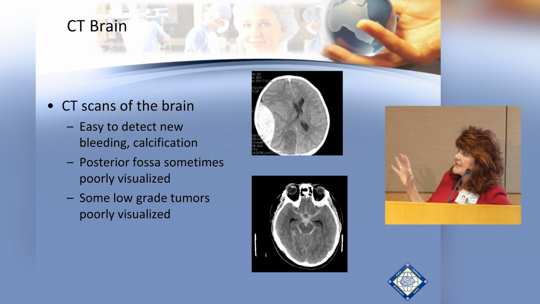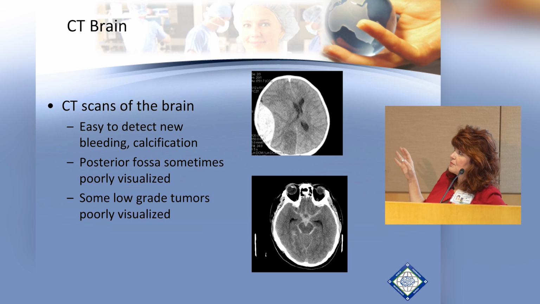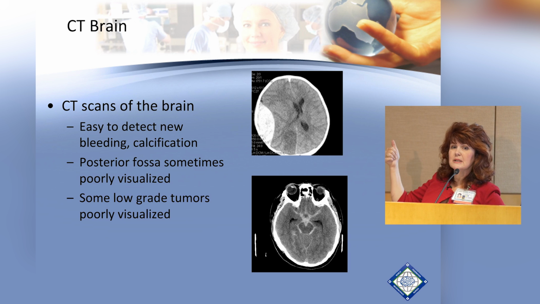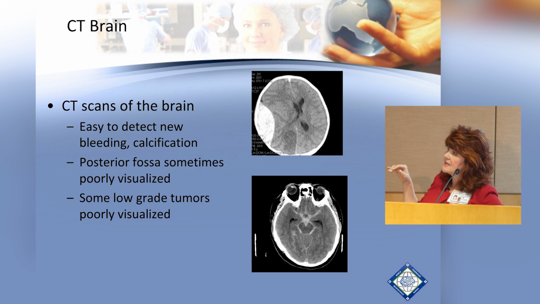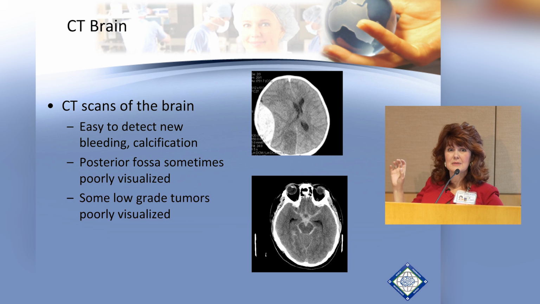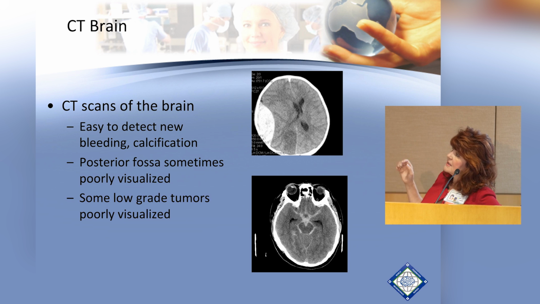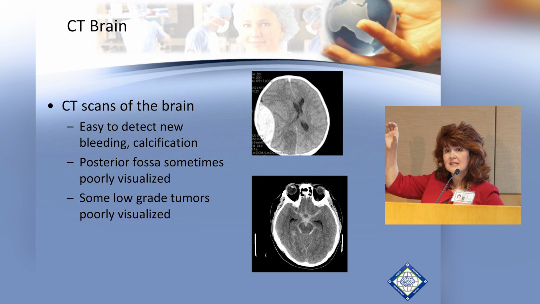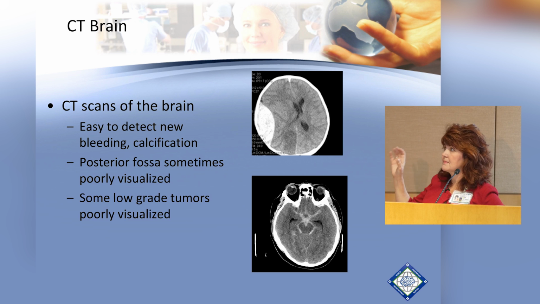Now we're going to move to the CT of the brain. The CT of the brain easily detects bleeding, calcification, and then the posterior fossa, not a great way to look at that. Really, MR images give you the best view of the posterior fossa. You also can sometimes see tumors that are calcified, things like meningioma. And then some low-grade tumors are pretty difficult to see on this, and I'll show you a little bit later an example of comparing a CT scan and an MR and what a difference it makes to get that.